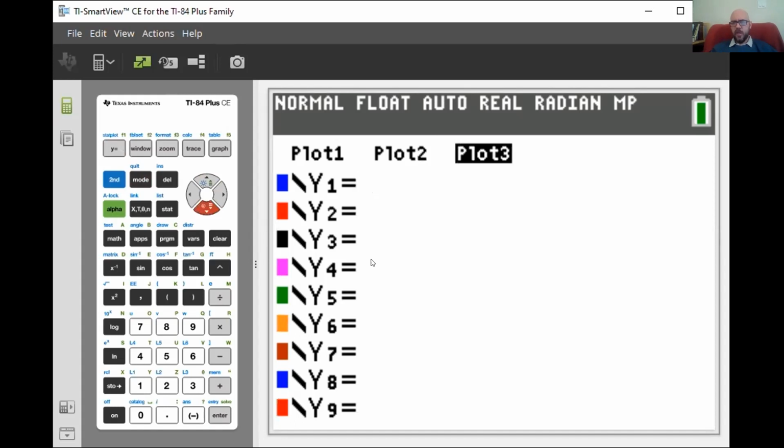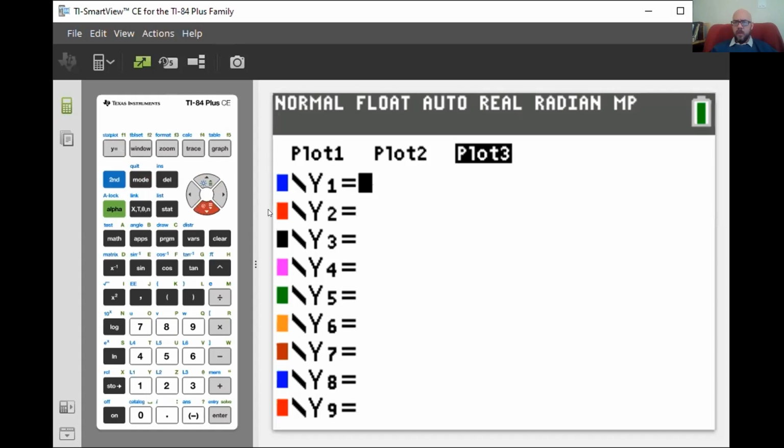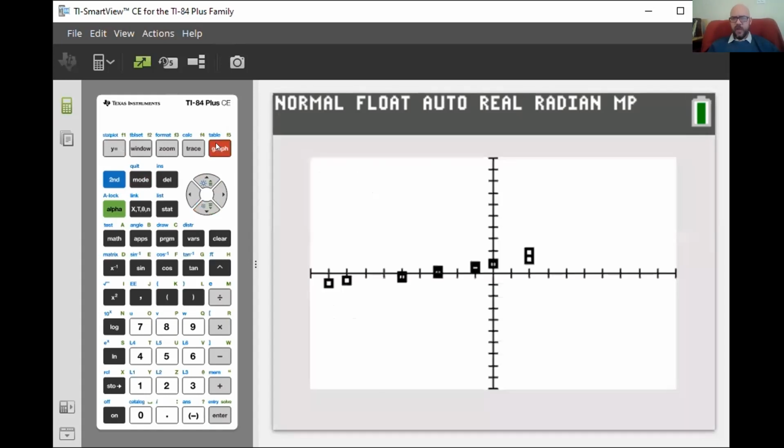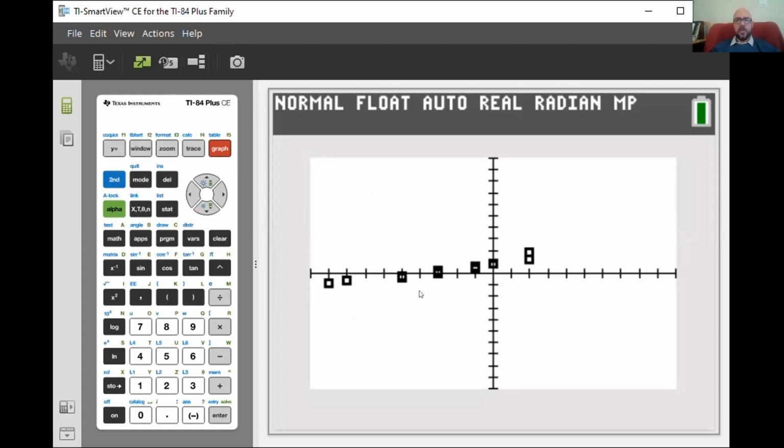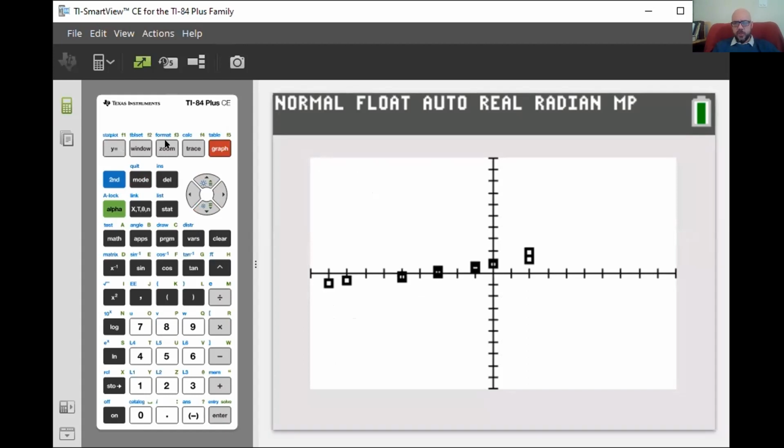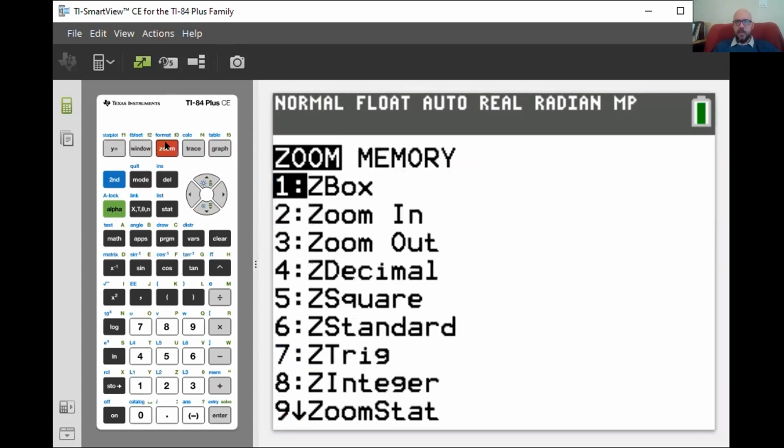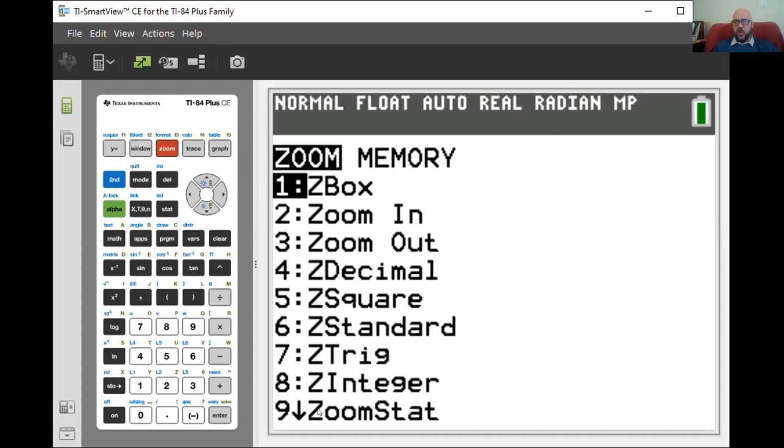So I'm going to turn plot 3 on, and then I'm going to hit graph, and it's going to show me nothing all that useful because it is zoomed out too far. So what I want to do is use zoom stat, which I think we've used before. I don't remember if we've used it that much in this class, but we're going to use it a lot more going forward. So this is not actually all the data. I'm going to go to zoom and then hit number 9. So zoom stat is the one I want here.